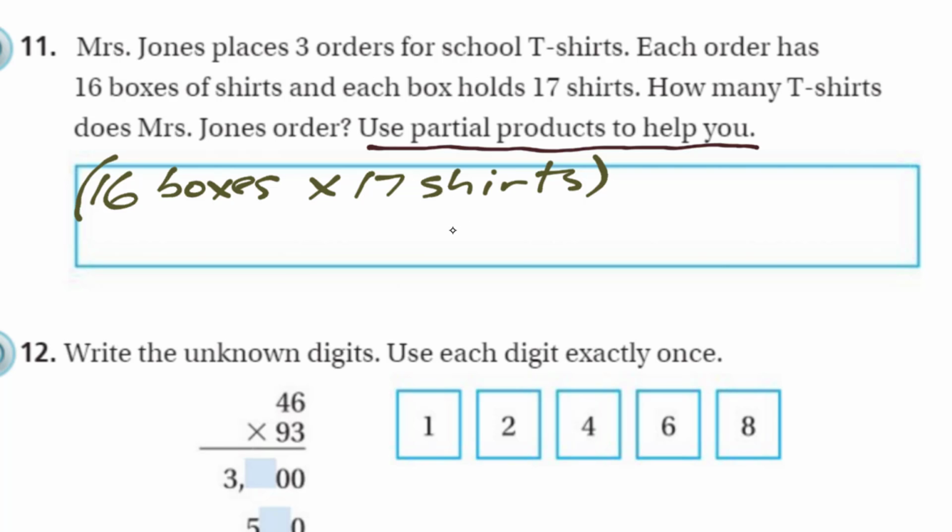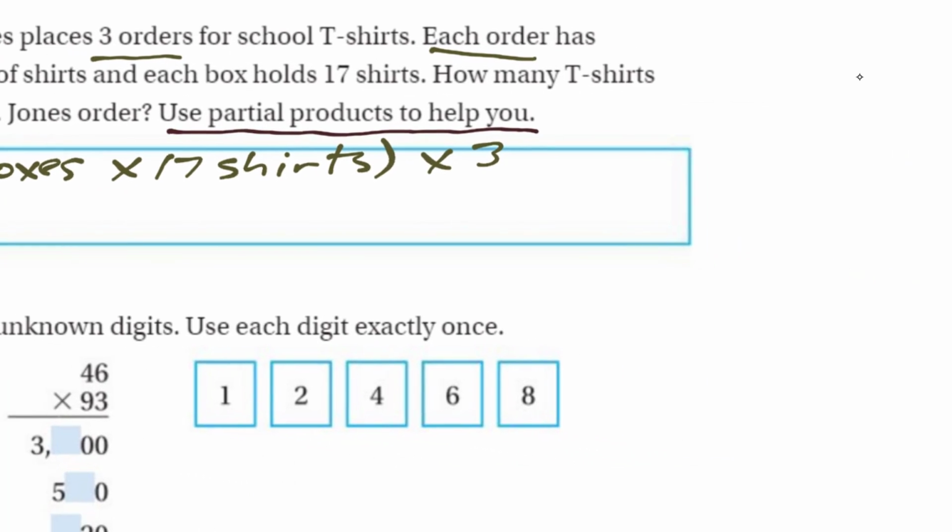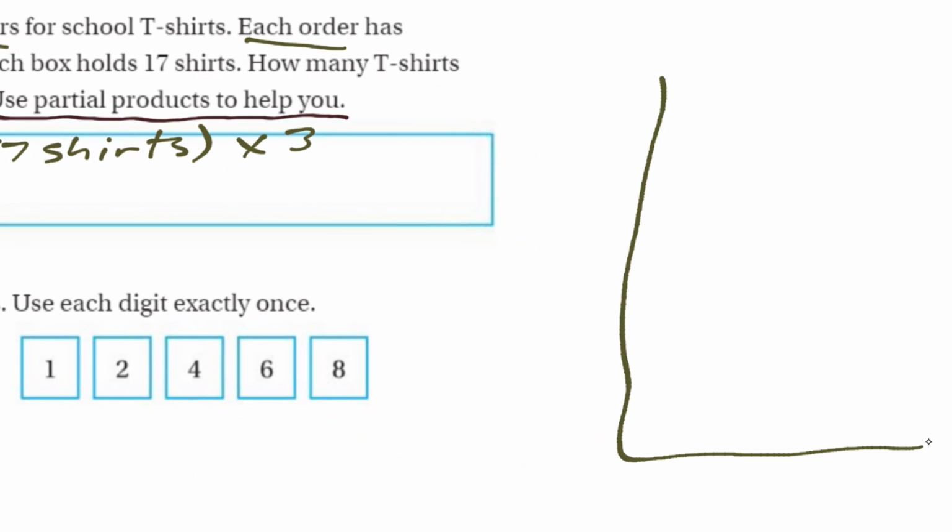But we have 3 orders. See that? It's not just this one order. We have 3 orders of that amount. It says each order has that much. So actually we're taking this and we're also multiplying it by 3. Wow, heavy duty. Well, I'm going to use my partial products here. I'm going to go ahead and draw myself an area model. It's going to be all squiggly because my pen tablet is just that way. Oh, I could have put it in a box, but you know what?